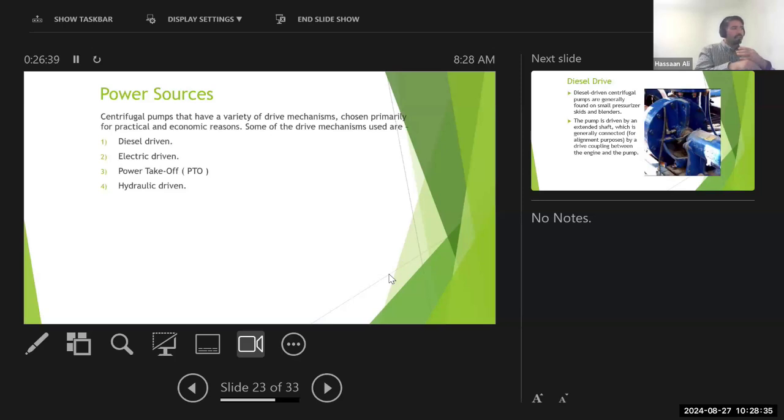The choice of these four methods of prime mover is very much dependent on what you have available and what your application requires. For example, if you are using this pump on an oil and gas well, you probably do not have the liberty of having a lot of electrical power, so you would need a diesel engine. But if you are using it in, for example, a petrochemical plant, a processing facility, or a food and beverage facility, then you have a lot of electrical power available, so you can use an electrical motor.